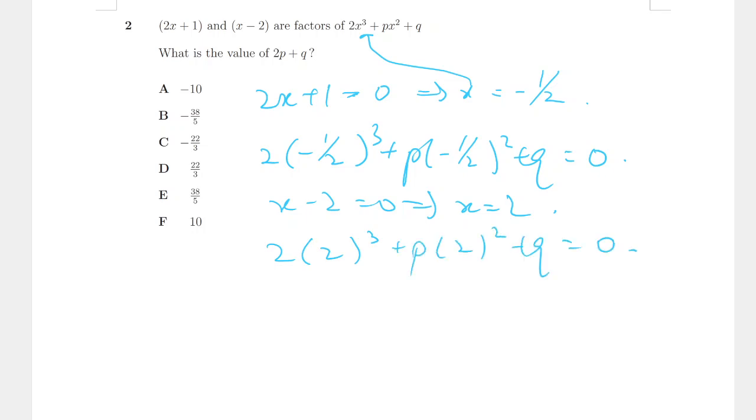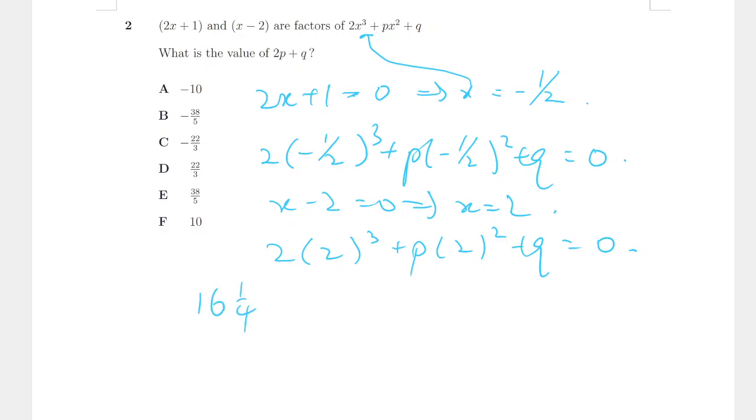Good. Okay, so how can we solve this? It's a bit of a painful simultaneous equation to solve. But what we could do is use the equation below to subtract the equation on top. Then the q cancels, right? Okay, so let's do that. So bottom equation minus top equation. So what do we have? This is 16 minus minus a quarter, right? So this is 16 plus a quarter, so 16 and a quarter.